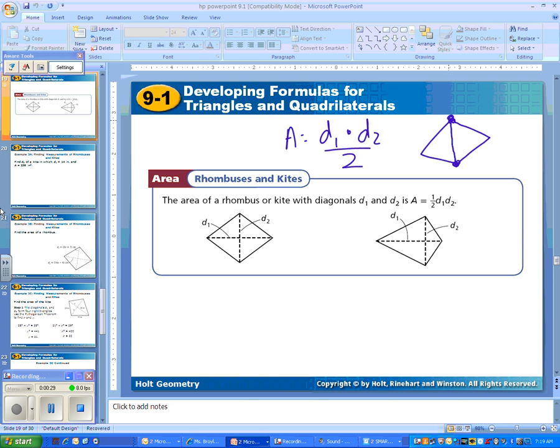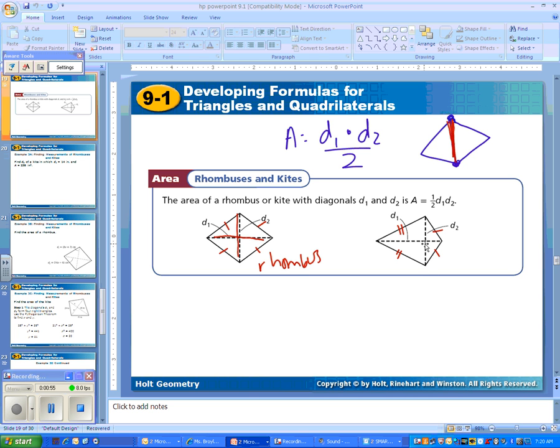So this red line is our diagonal, not the side lengths of the quadrilateral. So as you can see, this is a diagonal and this is a diagonal. Same thing with the kite. This is a rhombus. All four sides are congruent. In a kite, only the consecutive sides are congruent. So these two sides are congruent and these two sides are congruent to each other. But we still use the same formula.